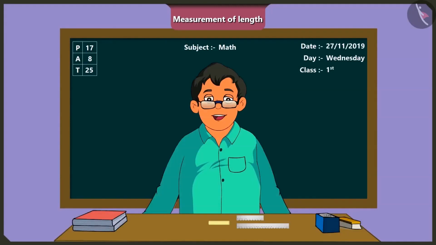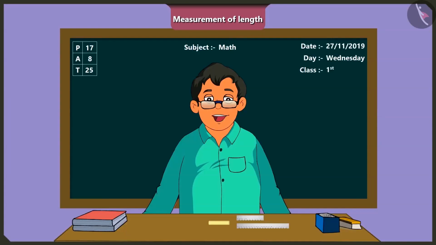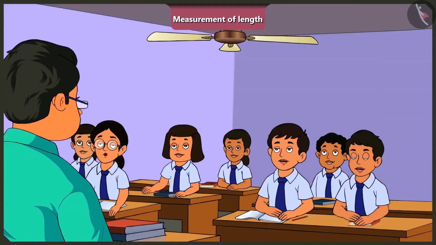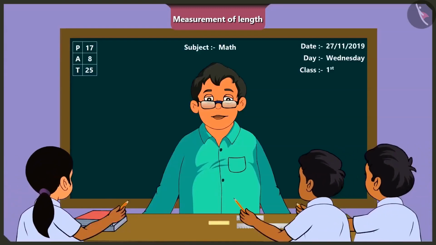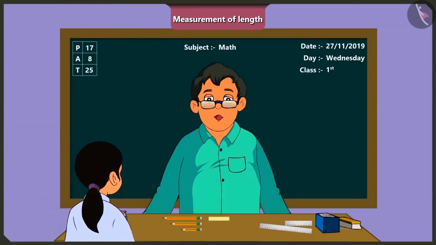Children, did you understand? Yes, sir. Now let's do an activity. Mintu, Chotu and Golu, give me your pencils. Come on. Yes, sir. Here they are. Mintu, come here. Measure these 3 pencils with your fingers.